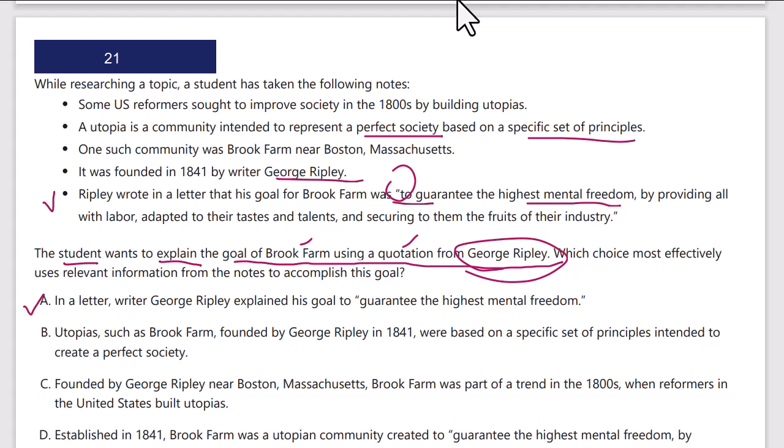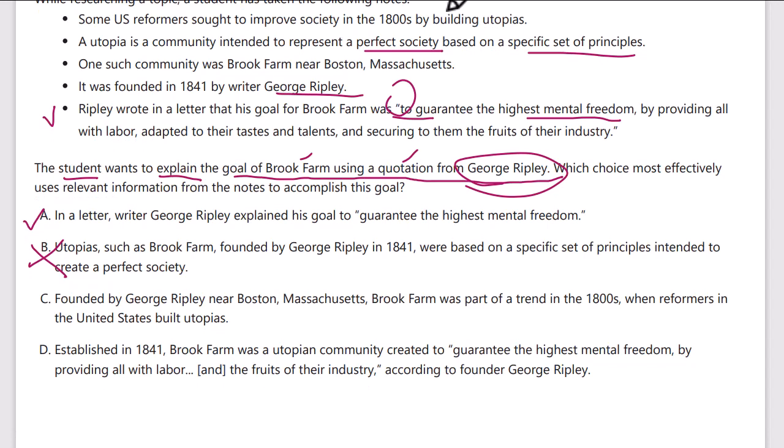B, utopias such as Brook Farm, found in 1841, were based on a specific set of principles intended. No, that's just saying what it is, not the goal. C, founded by Ripley, Brook Farm was a part of a trend, not the goal. D, established in 1841, Brook Farm was a utopian community created to guarantee the highest mental freedom by providing all with labor and the fruits of their industry, according to founder George Ripley.